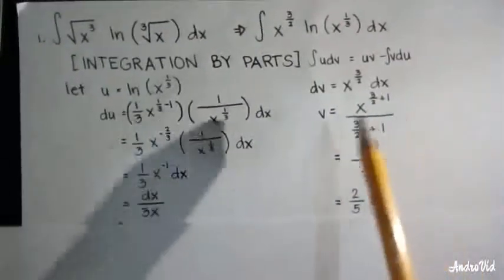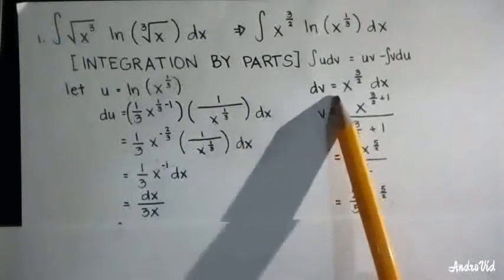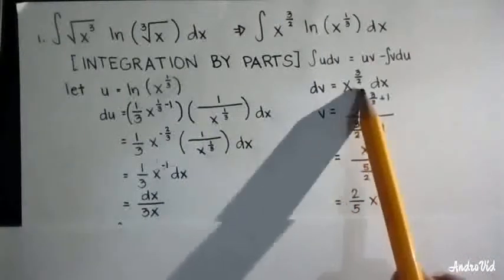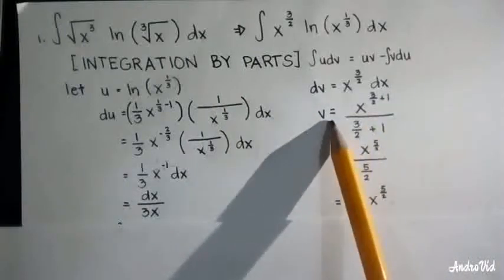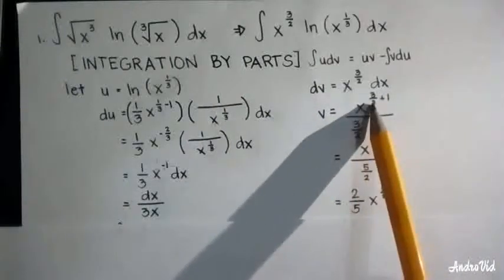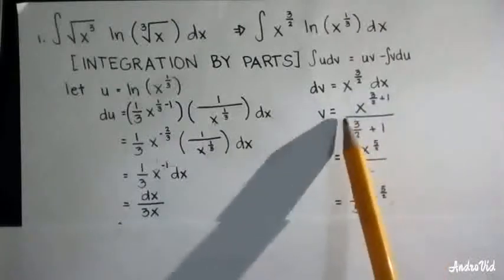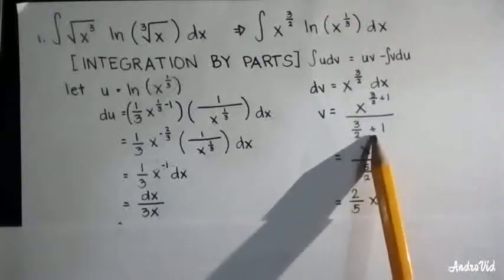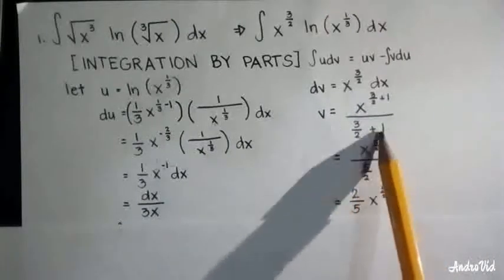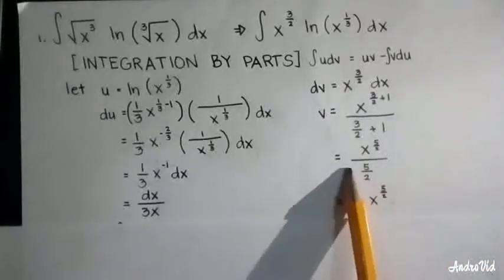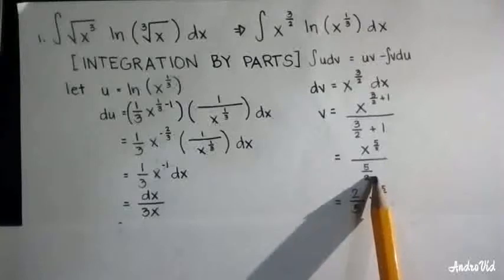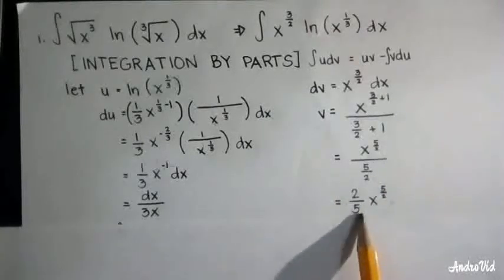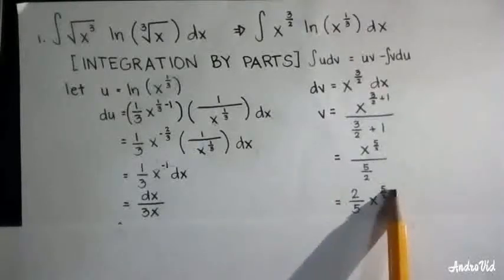So going here, we have dv is equal to x raised to 3 halves dx. So applying the power rule, we have v is equal to x raised to 3 halves plus 1 divided by 3 halves plus 1. That's the exponent plus 1, equal to x raised to 5 halves over 5 halves. Can be rewritten as 2/5 x raised to 5 halves.